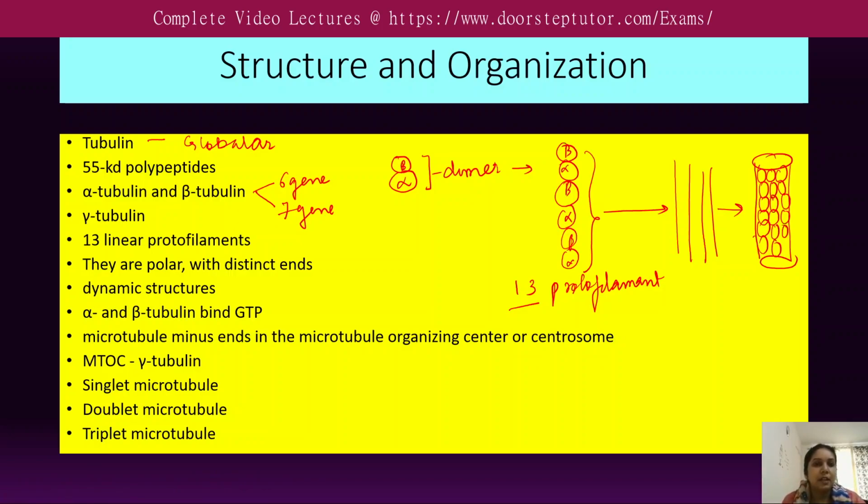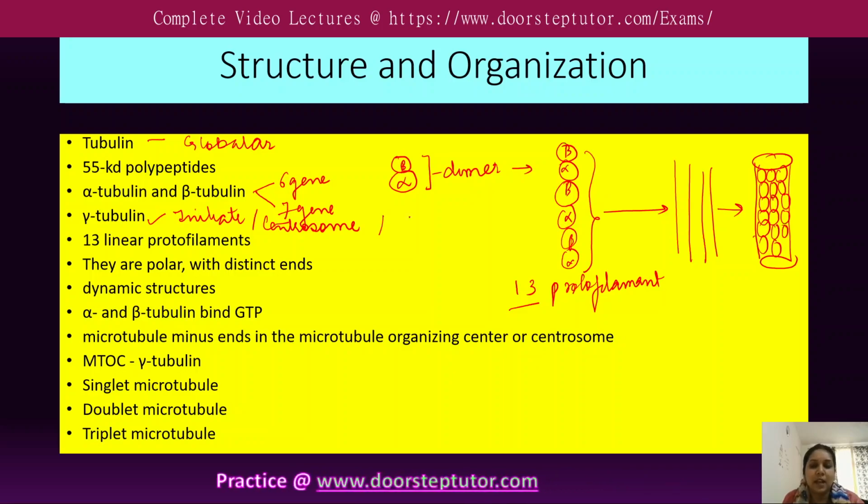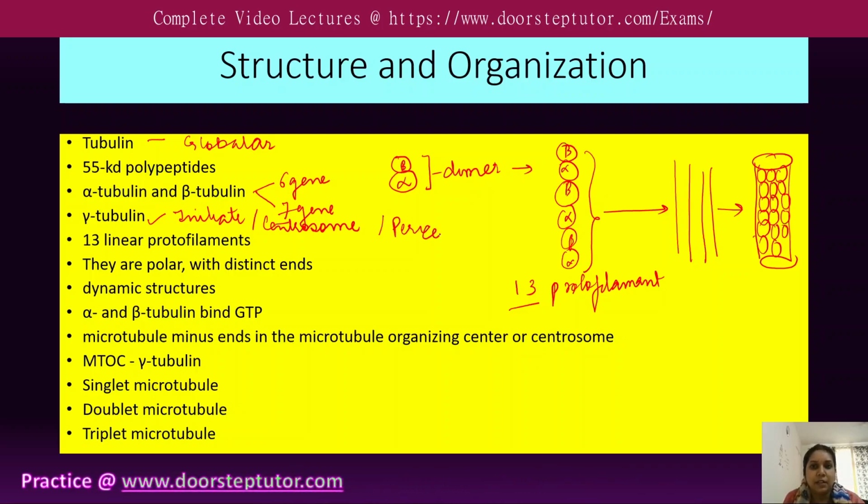Besides alpha and beta tubulin, gamma tubulin is also present, and it is not responsible for the formation of the microtubule. Instead, it initiates the microtubule assembly, and it is present in the centrosome region, in the pericentriolar region which is present around the centriole.